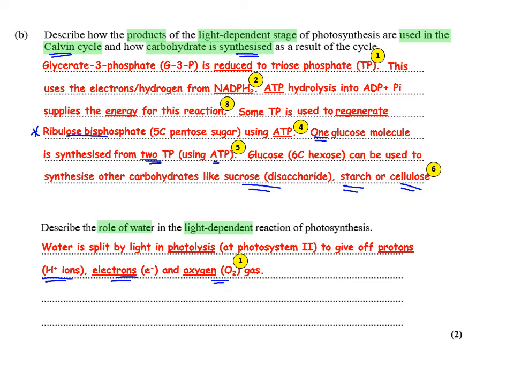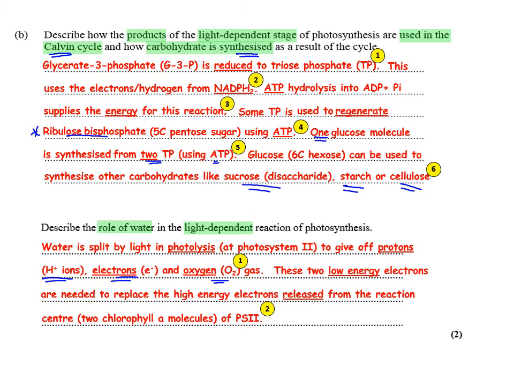Now we know oxygen gas is a waste product. This is actually where the oxygen gas does come from, the splitting of water, called photolysis. And in the exam you do actually need to write down these 3 products of photolysis. It's not good enough just to say it's the splitting of water by light. So protons, electrons, and oxygen gas are released.